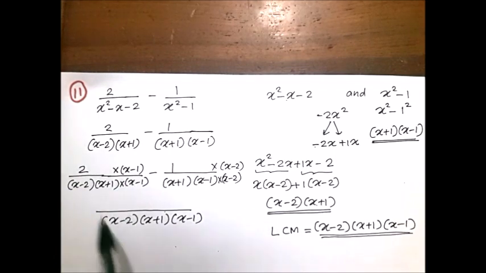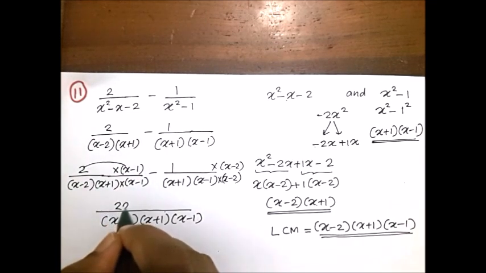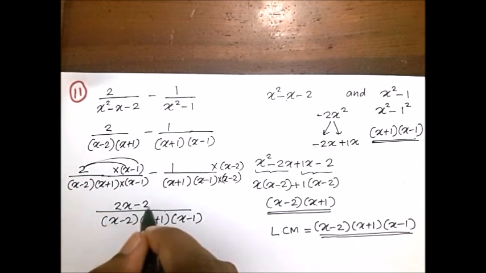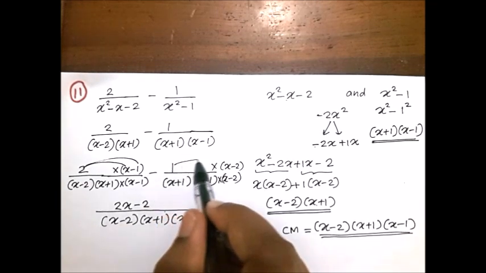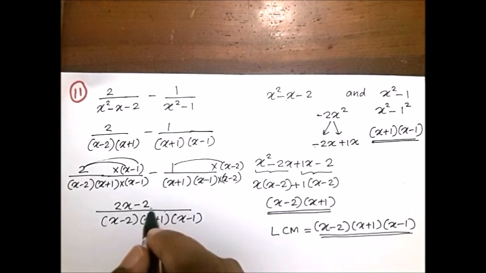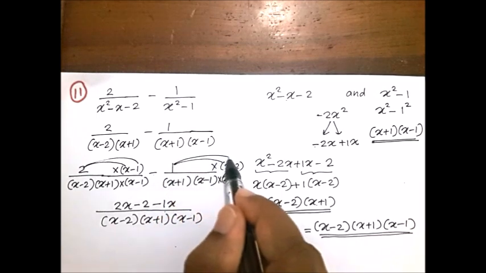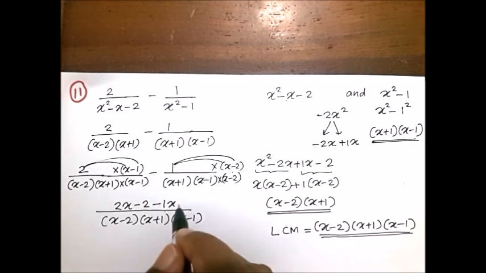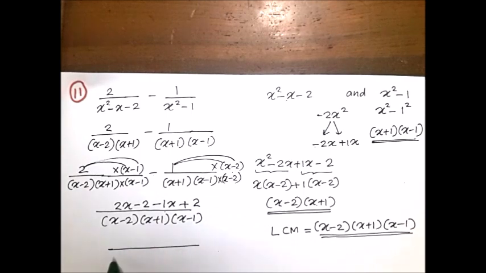Now remove brackets in the numerator. 2 multiplied by x, it is 2x. 2 multiplied by minus 1, minus 2. Now remove brackets here. Here take this one as minus 1. Minus 1 multiplied by x, minus 1x. Then minus 1 multiplied by minus 2, it is plus 2. Now write the same denominator and you can simplify the numerator. 2x minus 1x, it is 1x. Minus 2 plus 2, you can cancel it. This is the answer for the 11th one.